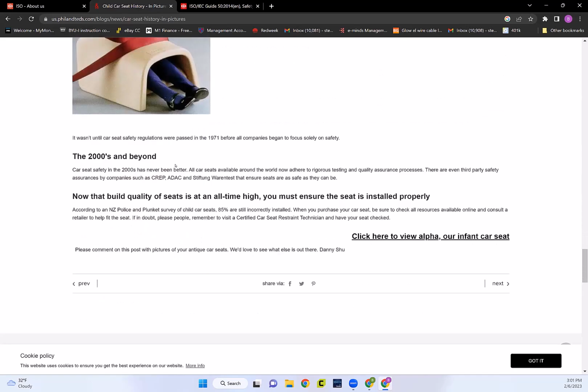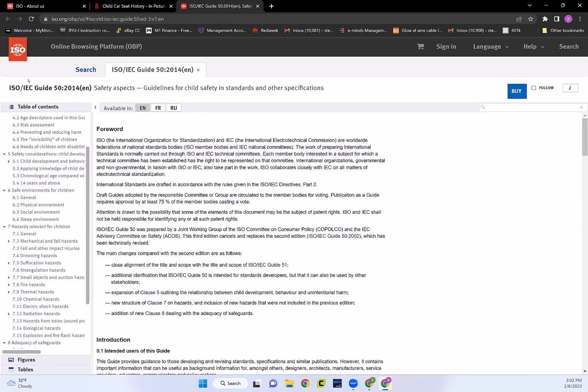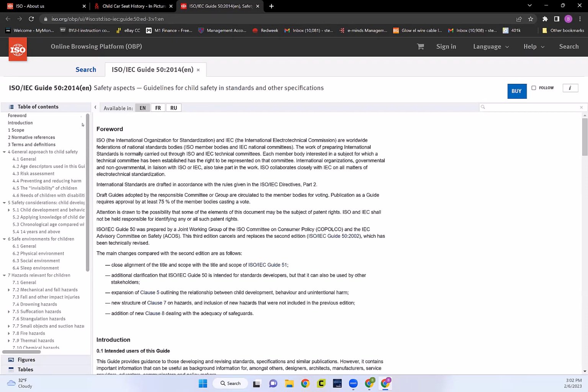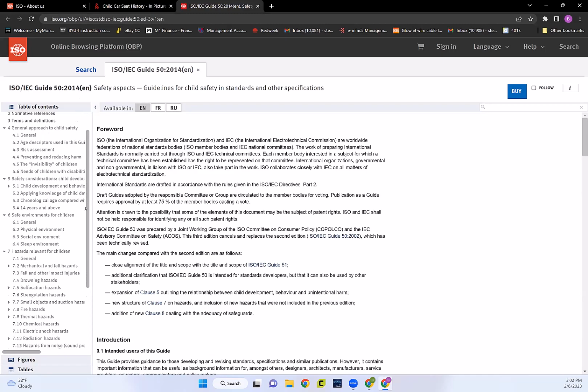And then in the 2000s, they started to focus a little bit more on the standardization, make car seats a little bit better, and so forth. If you look at the ISO guide for child car seat safety, you can actually review a lot of that information. Since I don't have access to this one, I could buy it. But if you look at all of the ISO standards, so this is ISO standard 50, last updated in 2014, all of the different subtitles of what they should be focusing on.